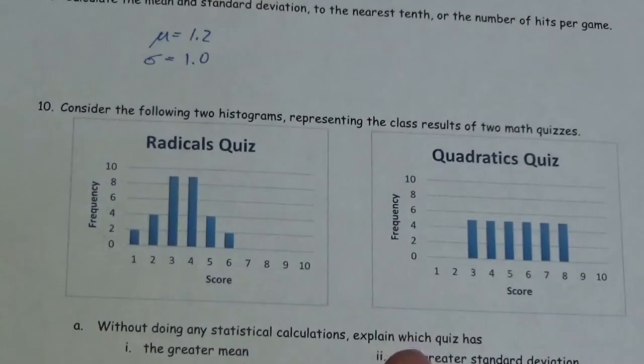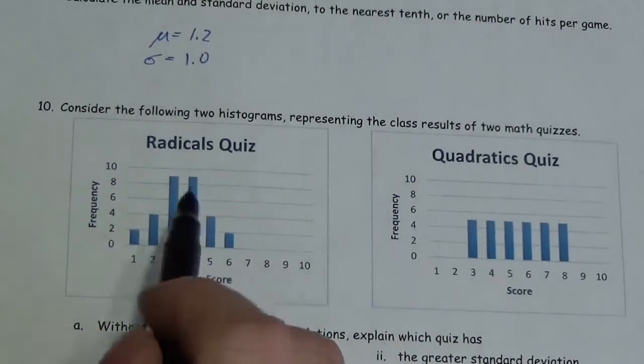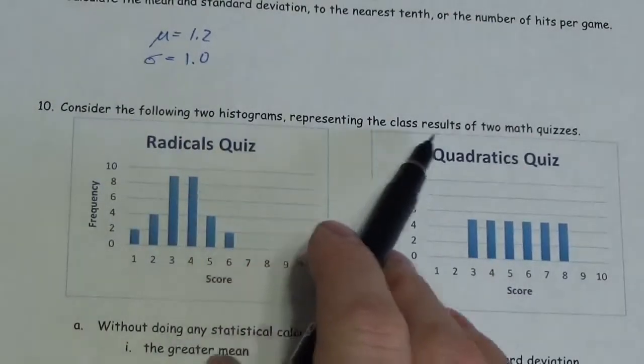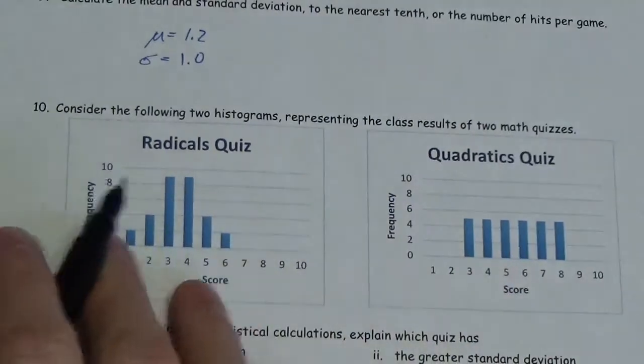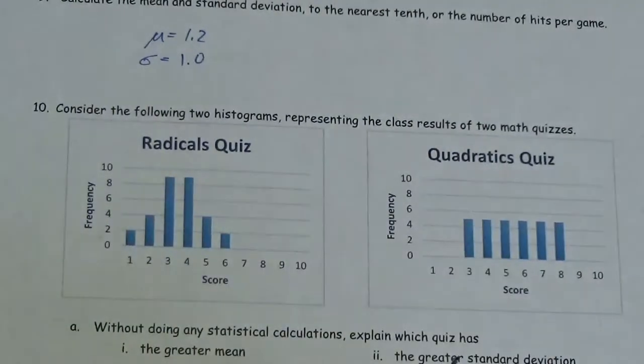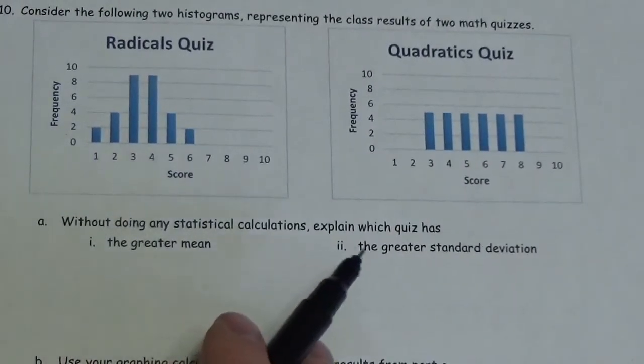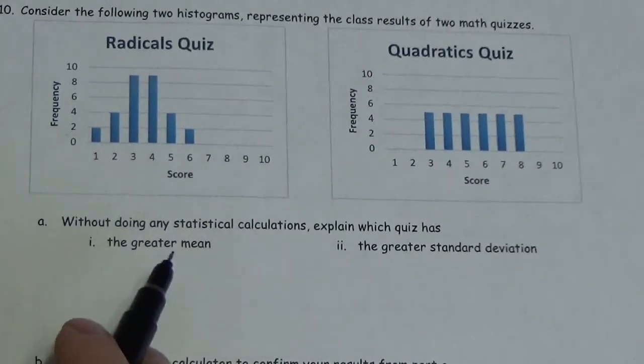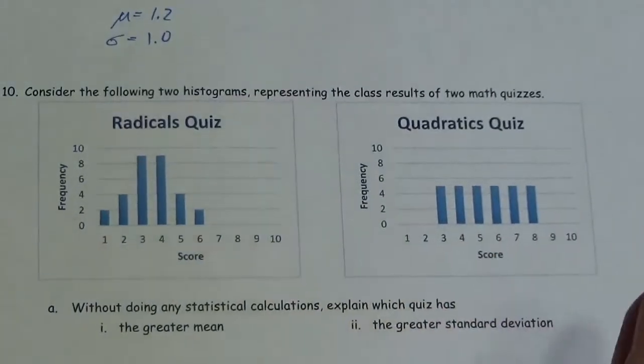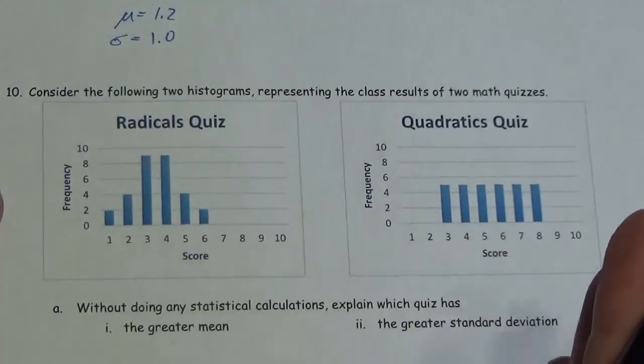Okay, now we're going to end with this question right here. It says, consider the following 2 histograms representing the class results on 2 math quizzes. So here's the radicals quiz, here's the quadratics quiz. And the first question says, without doing any statistical calculations, explain which quiz had the greater mean. Okay, the mean is the measure of central tendency. It's where the middle is.